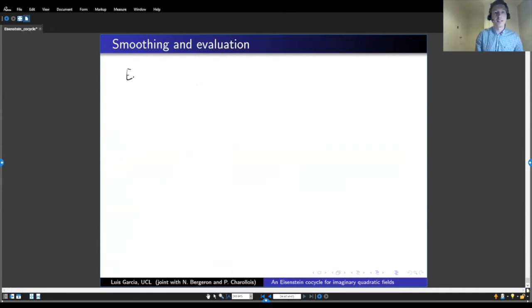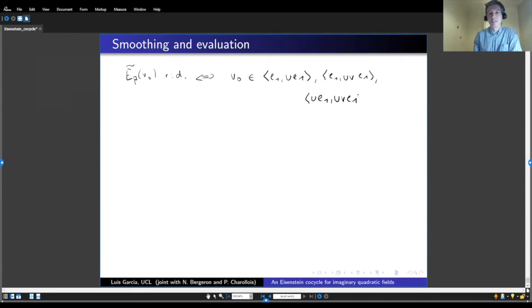So EP of V0 rapidly decreasing is the condition that V0 should not be part of any plane, for example, in the case of n=3, any of these planes generated by E1, UE1, or E1, UV, E1, or basically the planes labeled by the sides of this triangle, or UE1, UV, E1. It should not be there.